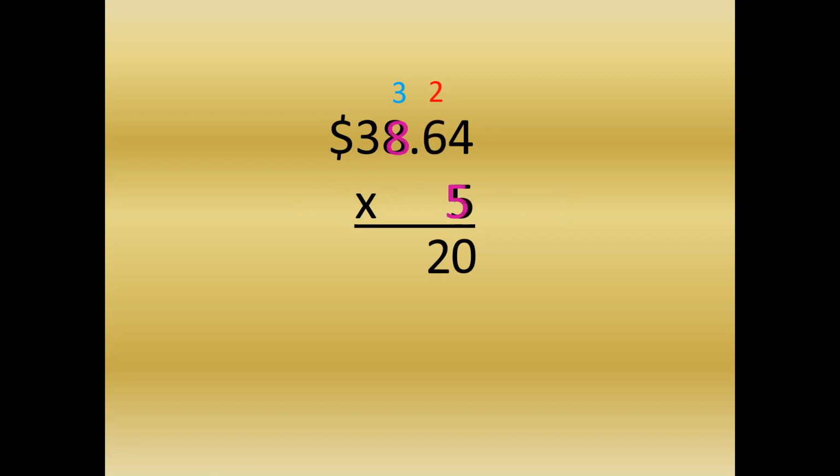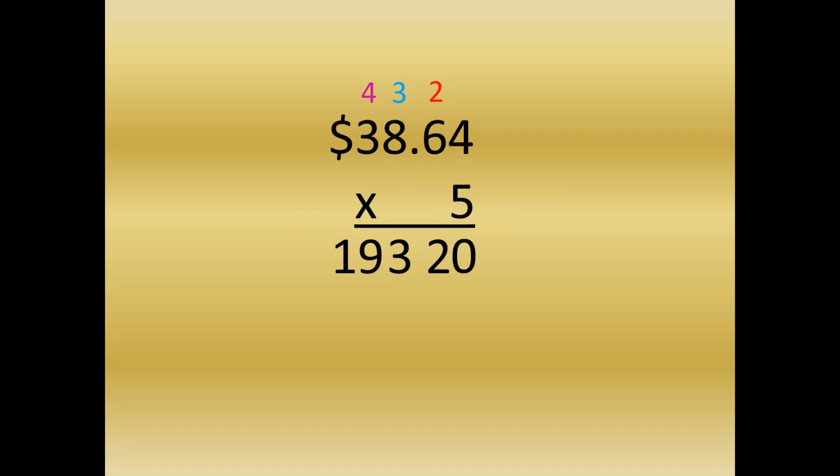Then we're going to do our 8 times 5. So 8 times 5 is 40, and we add our 3, so it equals 43. We put the 3 below the 8 and the 4 above the 3. Then we move on to 3 times 5. So 3 times 5 is 15 plus 4, which is equal to 19. So the 19 goes below the 3.